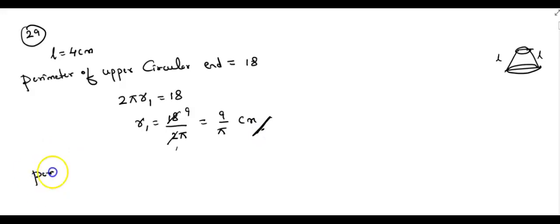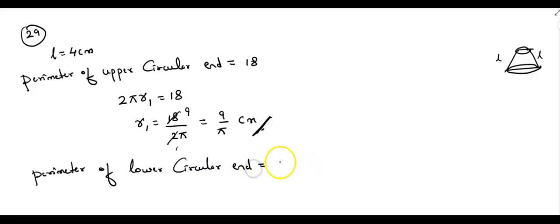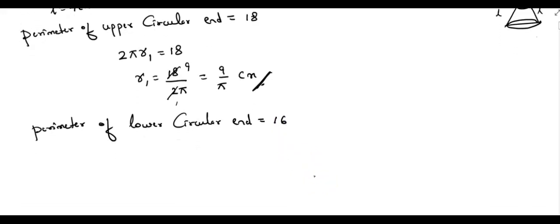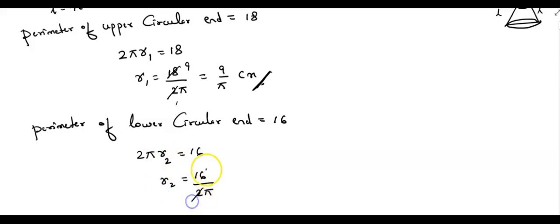Now, next, the perimeter of the lower circular end, which is small, is given as 16. The perimeter of a circle formula is 2 pi r, but here upper is r1 and lower is r2. So 2 pi r2 is equal to 16. Then r2 is equal to 16 by 2 pi. 2 1s are 2, 2 8s are 16. The final answer is 8 by pi centimeters.